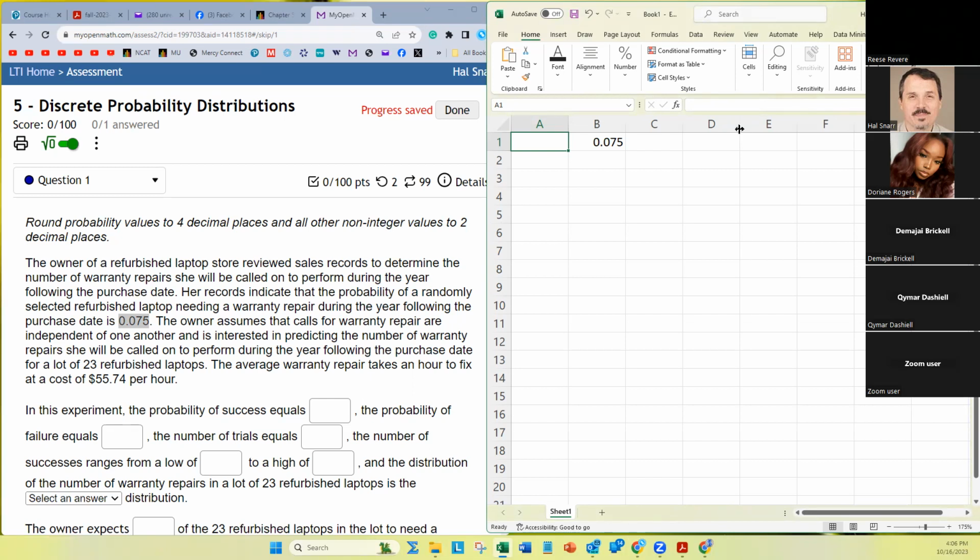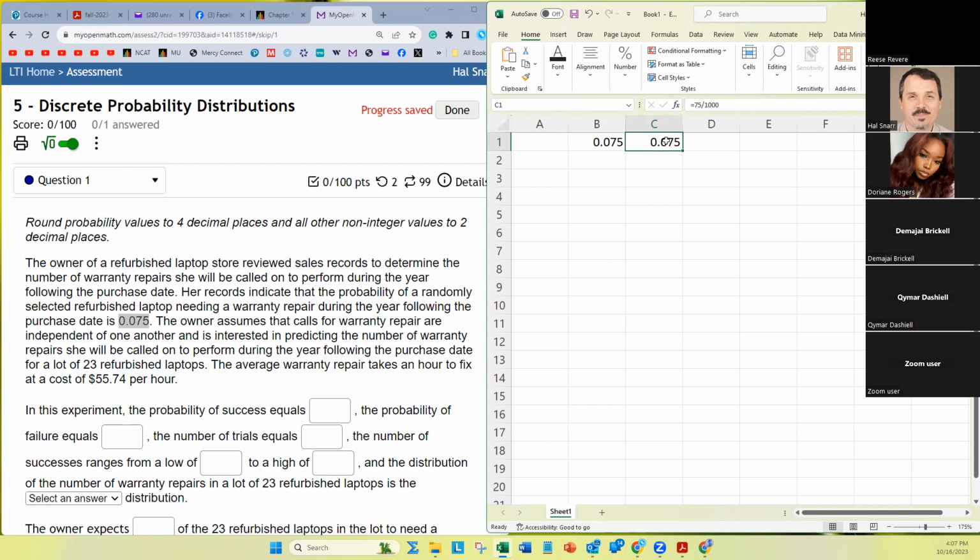They're using historical records, right? Well, maybe. Looks like it. Yeah, maybe 75 out of 1,000. Maybe she sold 1,000 laptops that she refurbished, and 75 of the 1,000 she refurbished needed a repair, a warranty repair, right? So she gets this value from historical records.